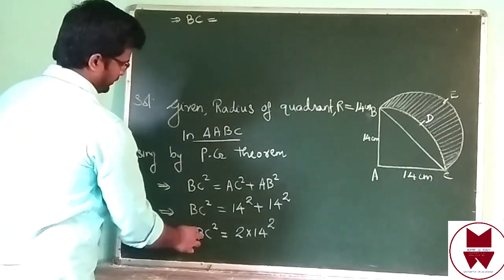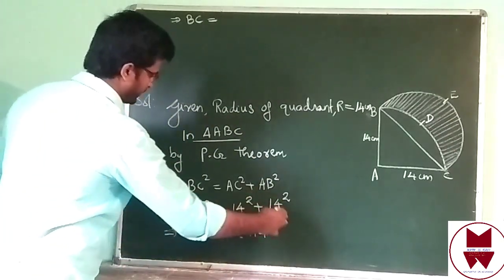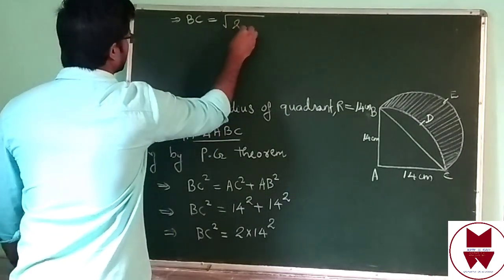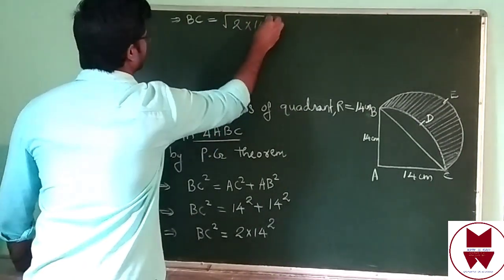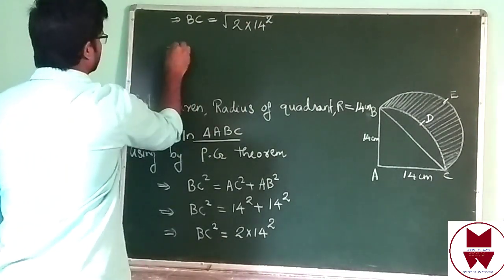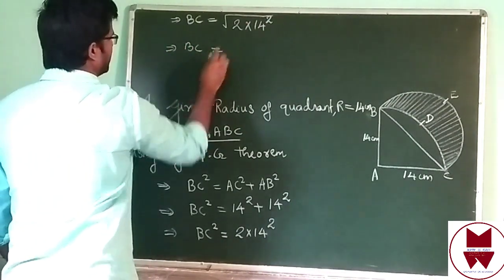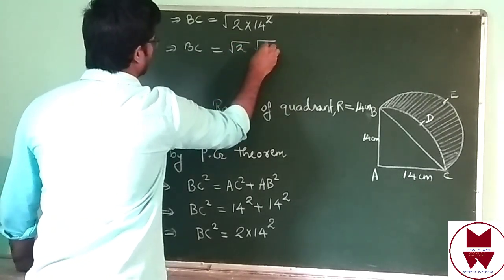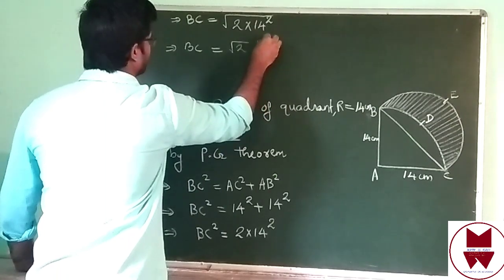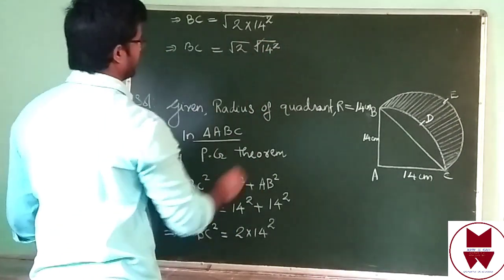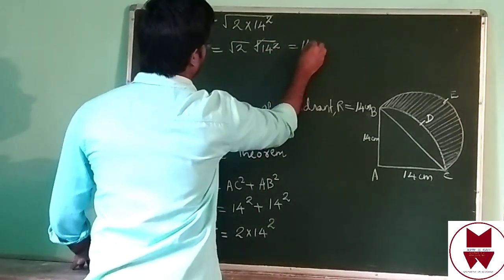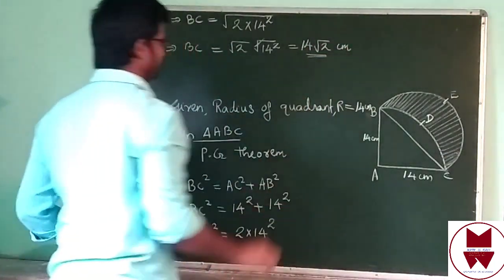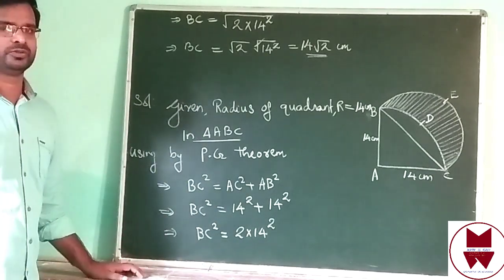Then BC square, the square bring to right side, that will be square root of 2 into 14 square. BC equals square root, give separately, we can write root 2 into root 14 square. Then the square and square root cancel, remaining 14 root 2 centimeter. BC we got is 14 root 2 centimeter.